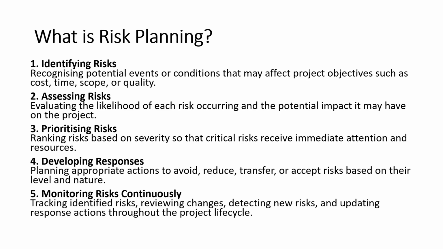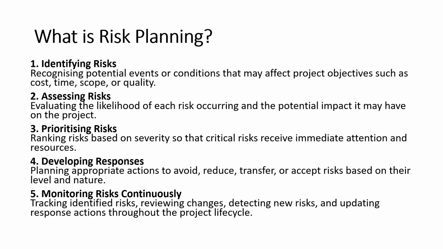At this stage, the project team tries to think ahead and ask what could potentially go wrong. The second step is assessing risks. After risks are identified, we assess how likely each risk is to occur and what impact it may have on the project. This helps us understand which risks are more serious than others.